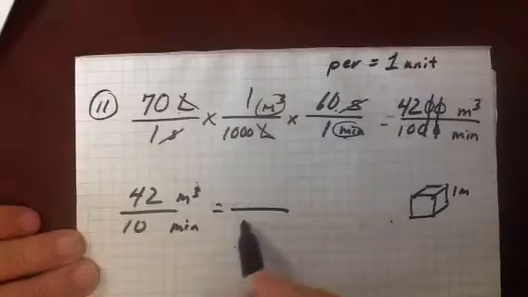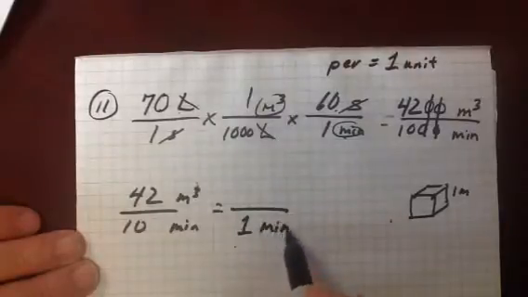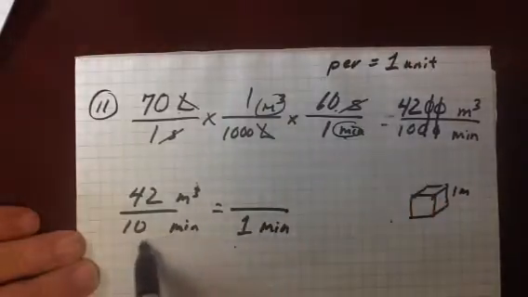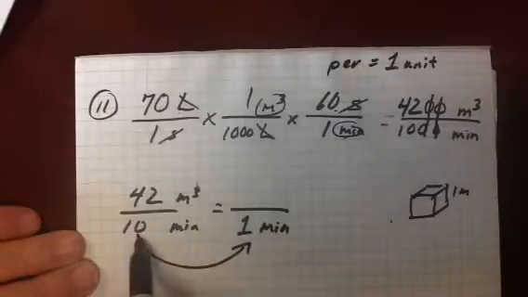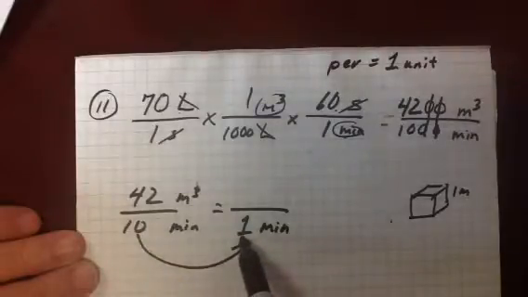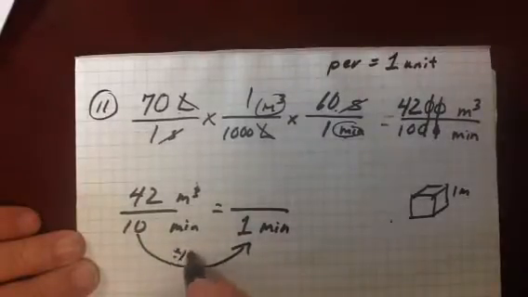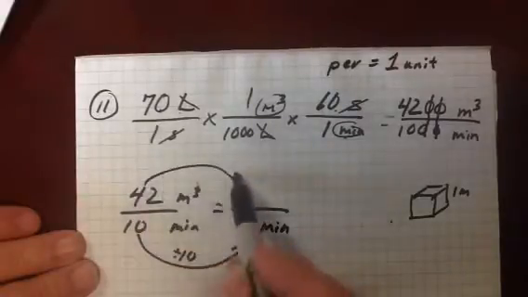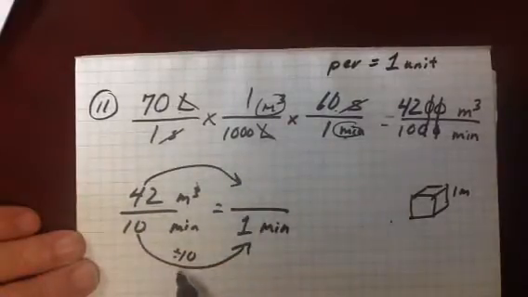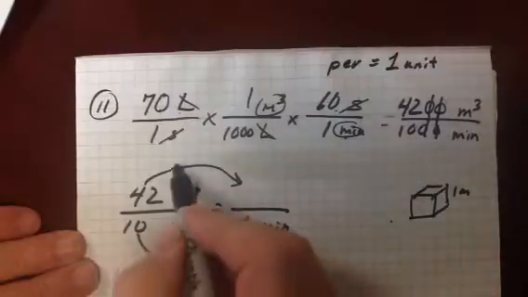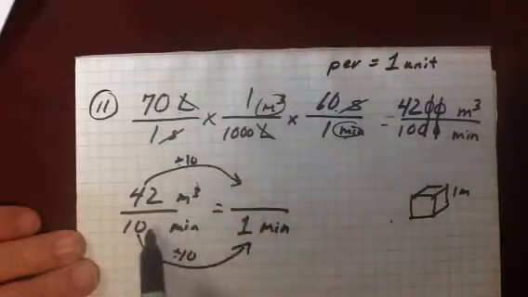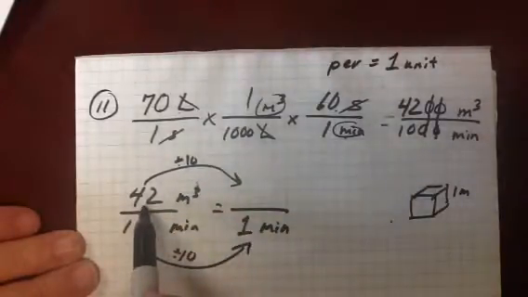We want per minute, but this is 10 minutes. Per minute means 1 minute because per means 1. So to make 10 into 1, what do I do with 10 to make it into 1? We divide by 10. What do we do with the top number then? If we divide this by 10, we divide this by 10. So we have to do 42 divided by 10.